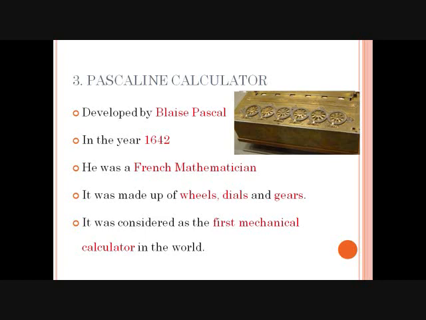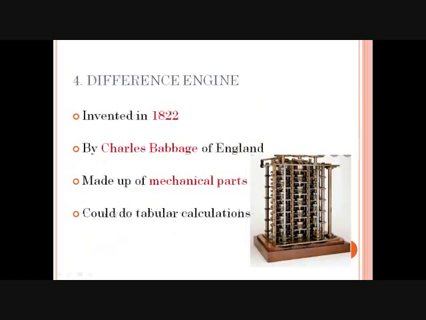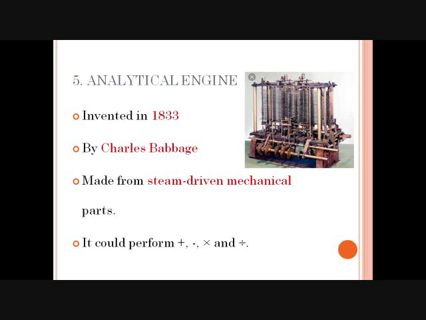The dials and gears and wheels, what you can see, were moved and the calculations were done. The next one is difference engine. Difference engine was invented in 1822 by Charles Babbage of England. This device was made from mechanical parts. It could perform tabular calculations. The next one is analytical engine.